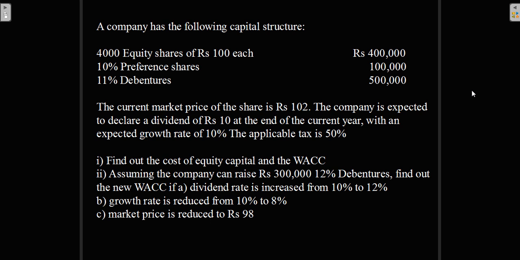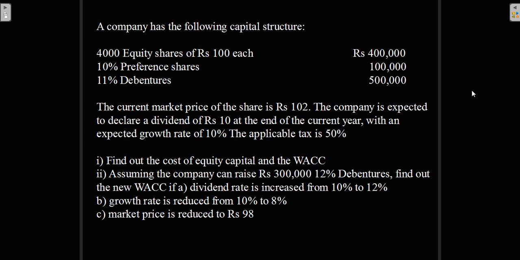The current market price of the share is rupees 102. The company is expected to declare a dividend of rupees 10 at the end of the current year, with an expected growth rate of 10%. The tax is 50%. So you have to find the cost of capital for equity capital, for preference share capital and for debentures, and then calculate the weighted average cost of capital for the first scenario.